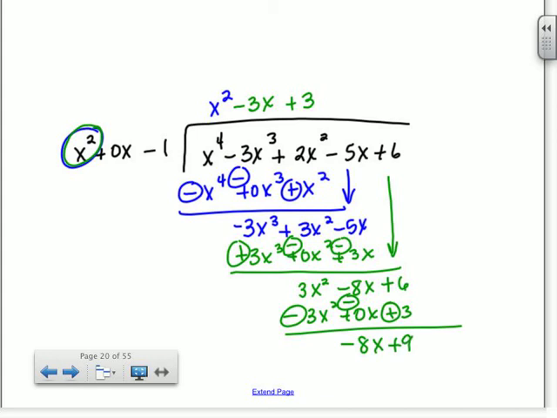That's your remainder. So for your final form, if you write it in fraction form, you do plus the remainder divided by the divisor. And that's your answer.